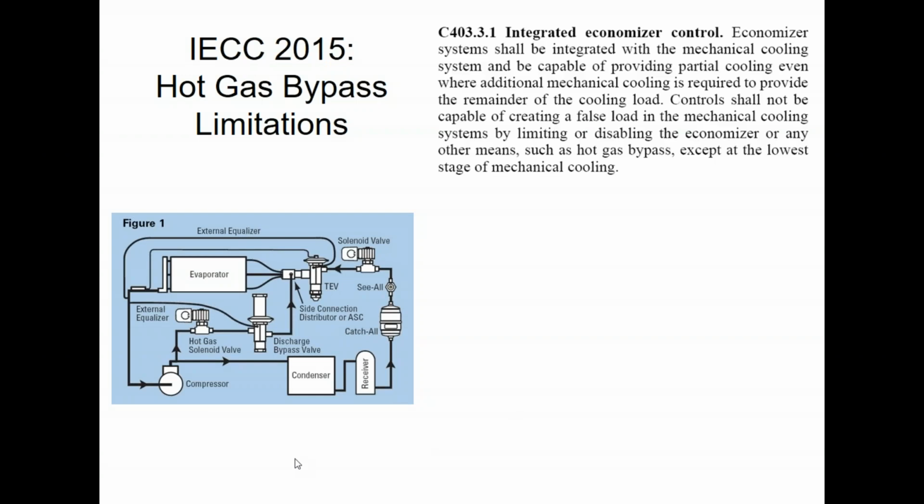So we really want to minimize the time that gets into effect. So we had the hot gas bypass limit we just talked about. If you have an economizer, that hot gas bypass limit comes into play. Units with economizer can only put hot gas bypass on the lowest stage of mechanical cooling.